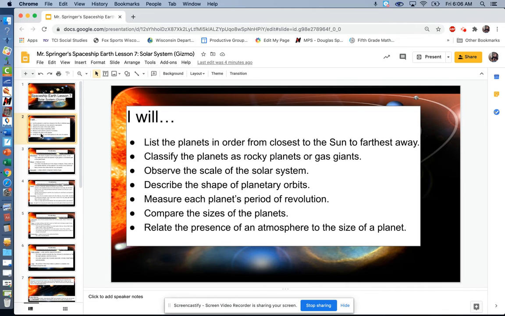Describe the shape of planetary orbits. What shape is the path they take around? Measure each planet's period of revolution. So how long it takes them to go around the sun. Compare the size of the planets to each other and the sun. Relate the presence of an atmosphere to the size of a planet. So see how those two things relate.